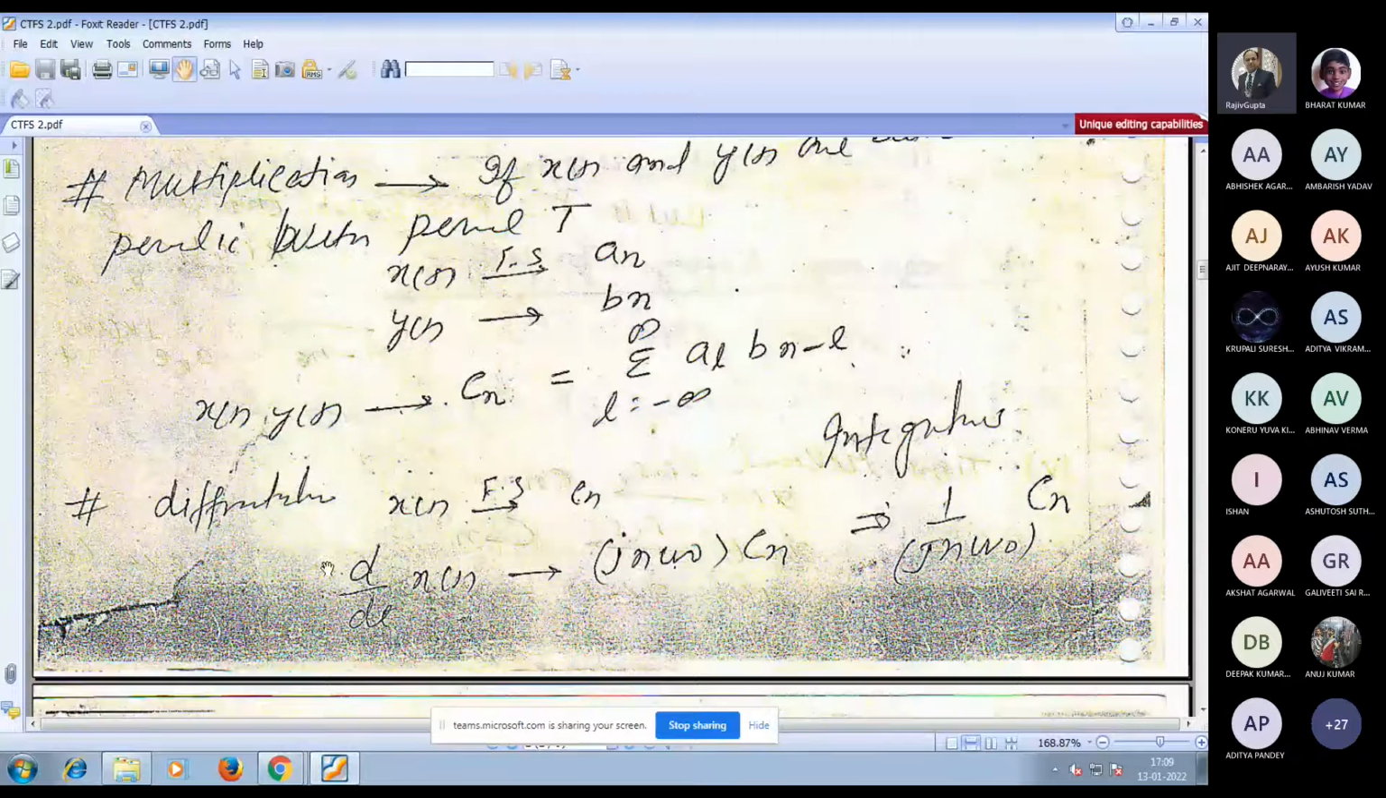Next property is differentiation. For example, if xt has Fourier coefficient Cn, then d by dt of xt will have a Fourier series coefficient j n omega naught multiplied by Cn. And if we do the integration of the signal, then the Fourier series coefficient must be divided by j n omega naught. So depending upon whether you are differentiating or integrating the signal, you will have this.